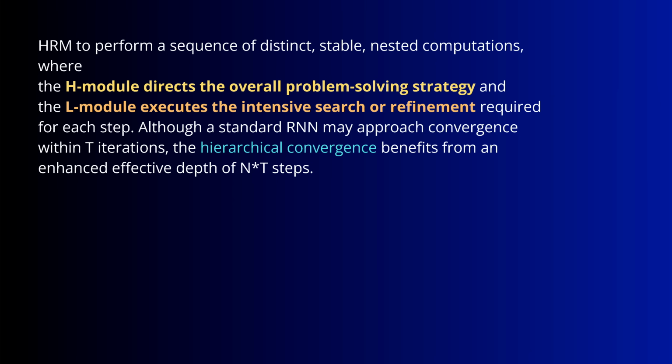And then we can have a look at the implementation details. So what it does, this new methodology from hierarchical reasoning, is a sequence of distinct, stable, but nested computation in multiple loops. Our high module directs the overall problem-solving strategy, and you think, hey, this is like an agent, no? Our coordination or orchestration agent. And then we have a low module, like a worker module in the good old times, and this now executes an intense search or a refinement required at the step.